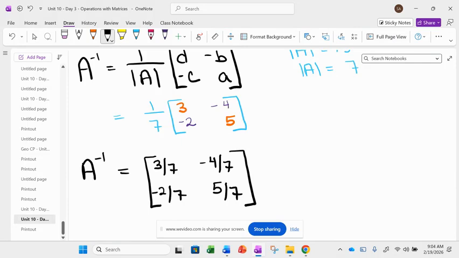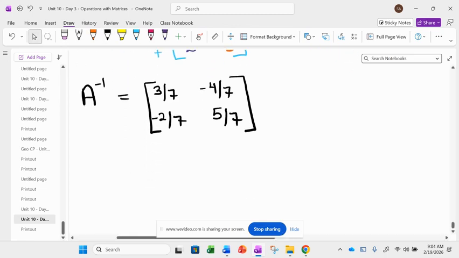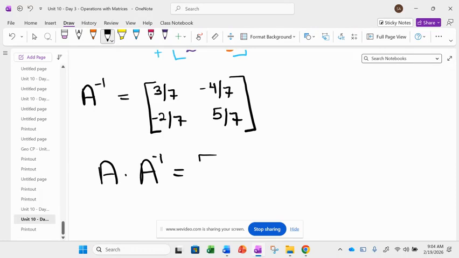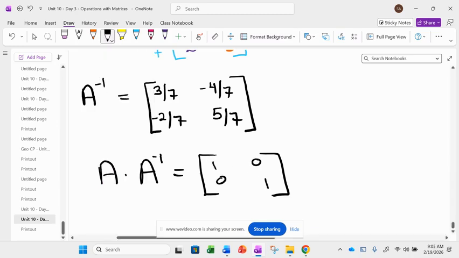And now I don't have the time right now to do this, but if I took A times the inverse of A, what should that equal if we multiplied them? The identity matrix, which would be 1, 1, 0, 0. Do we agree? That's the identity matrix. So if we have time later, we'll come back and multiply those to show that it does give us the identity matrix. But for now, we're going to move on.